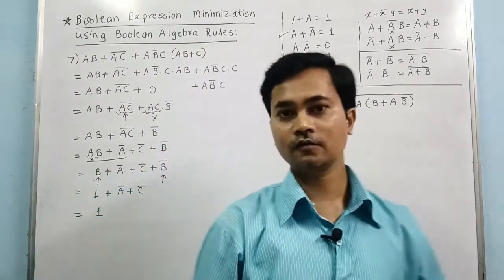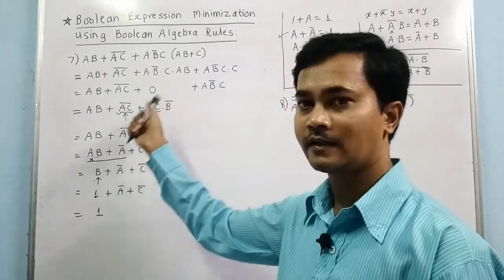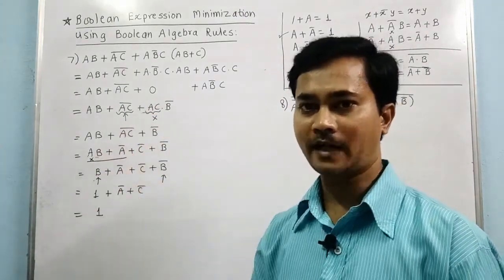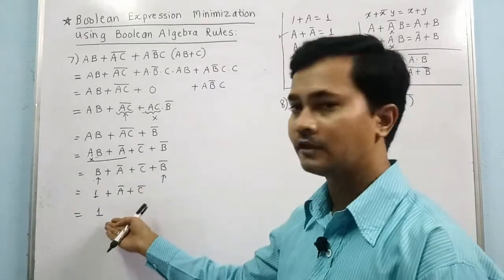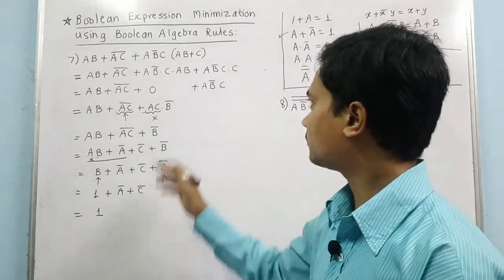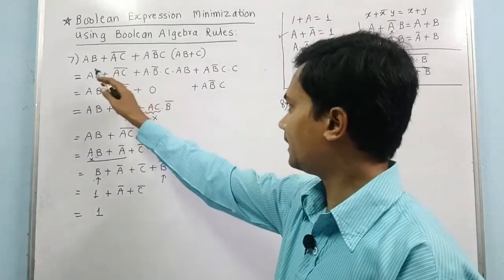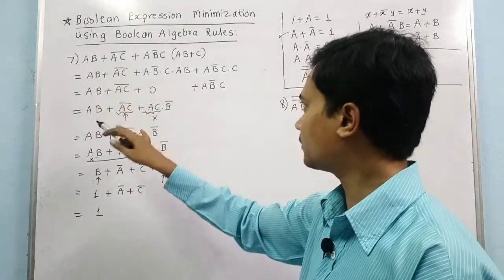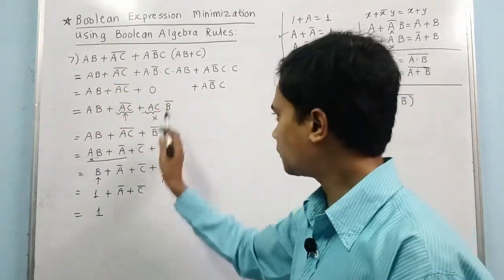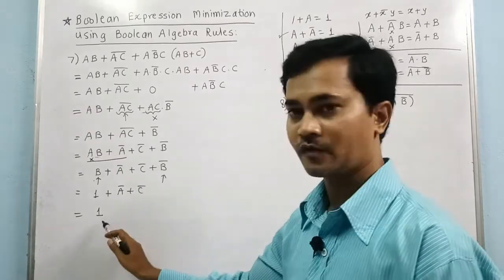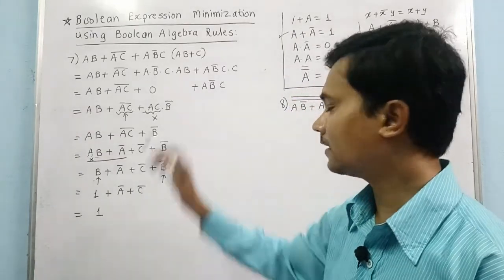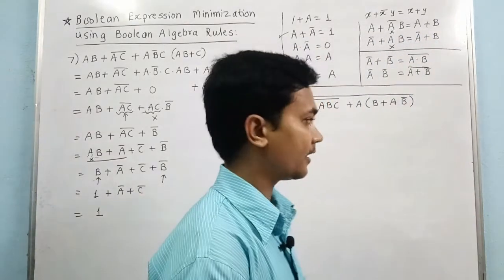So this kind of circuitry cannot be implemented practically because the output is always 1. Even if you put a equal to 1 or 0, b equal to 1 or 0, c equal to 1 or 0, the output will always be 1. So this kind of circuitry is practically useless.